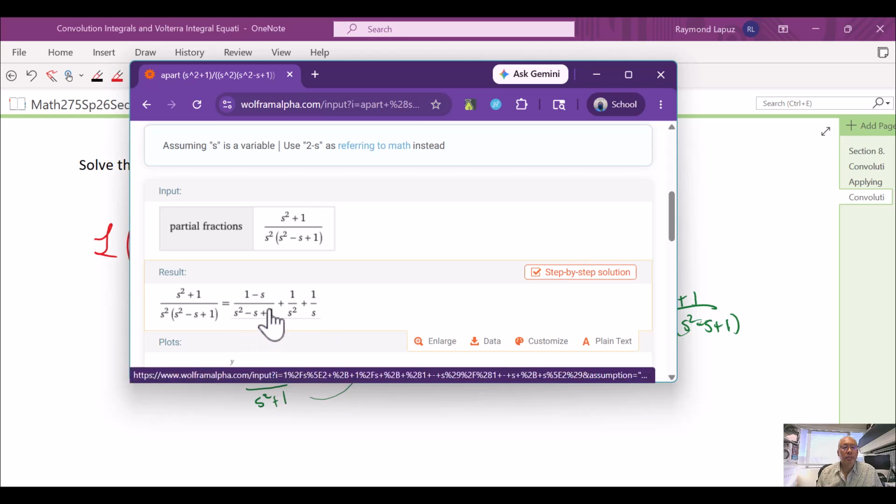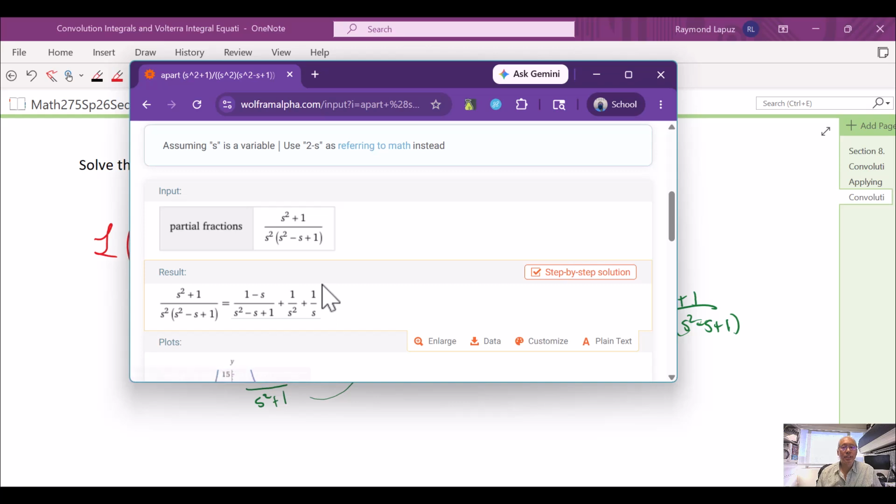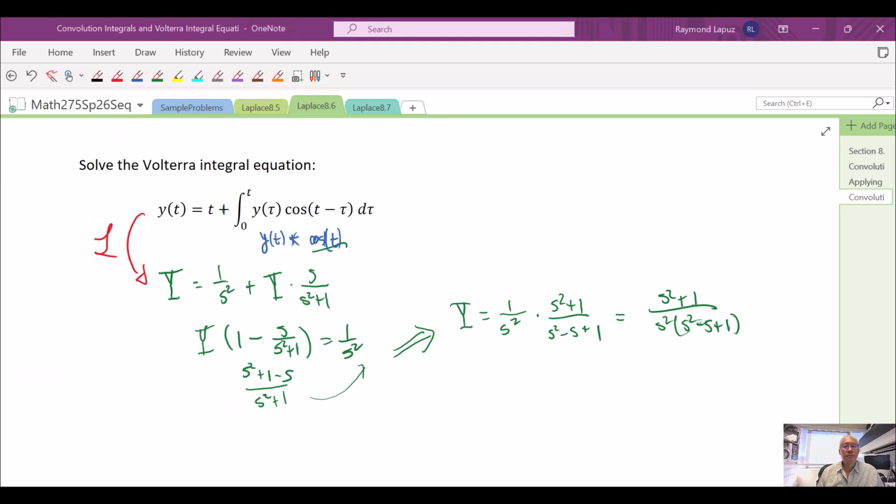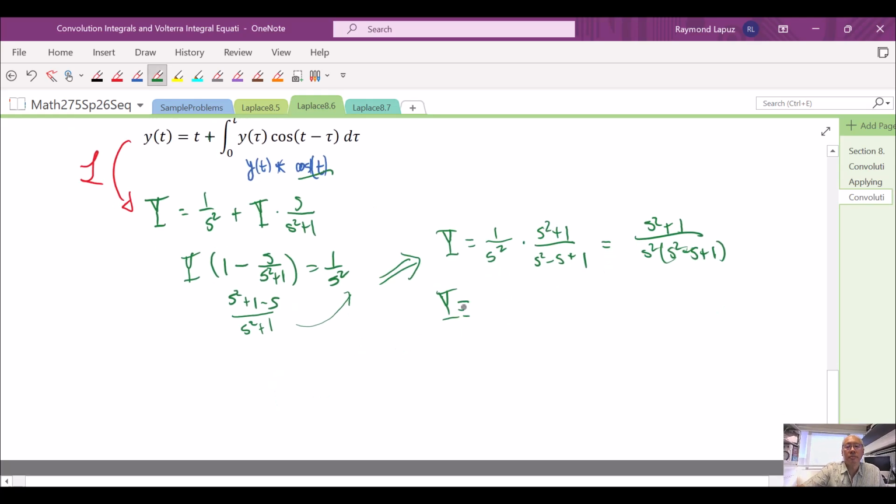So this is an irreducible quadratic. We will need to break that up, and we will need to, I think, be able to complete the square. So let us take it from here. That y will equal 1 over s plus 1 over s squared plus (1 minus s) over (s squared minus s plus 1).